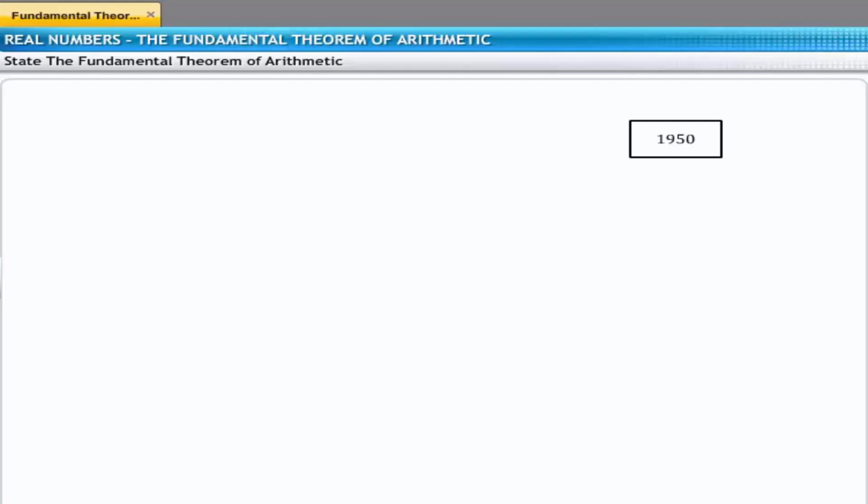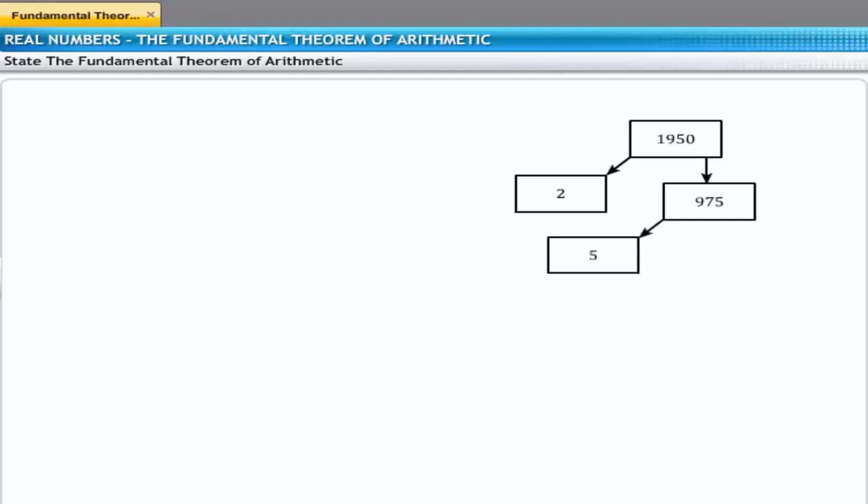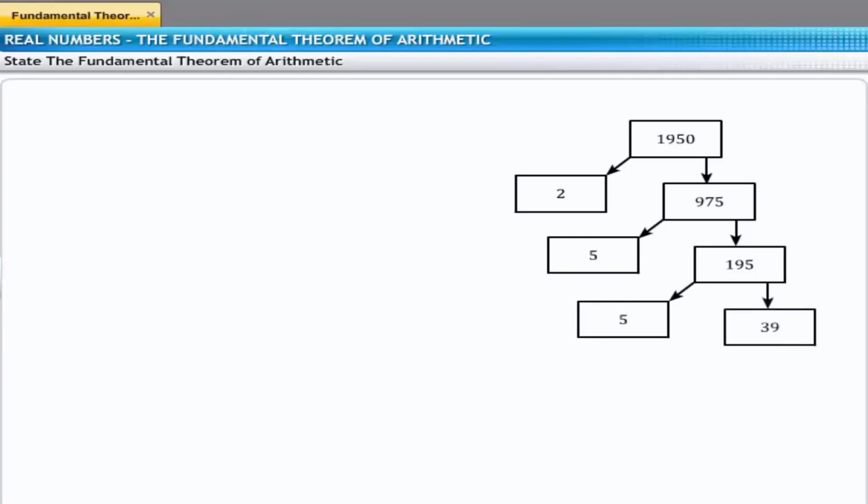Dividing 1950 by 2, we get 975. Dividing 975 by 5, we get 195. Dividing 195 by 5 again, we get 39. Dividing 39 by 3, we get 13. Now, 13 itself is a prime number, so we cannot factorize it any further.